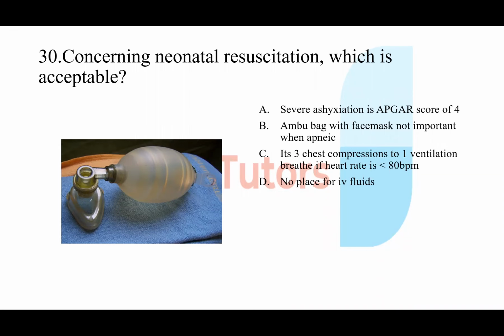Yes, 3 chest compressions to 1 ventilation, and it's got a rhythm. Do 1, 2, 3 breathe. 1, 2, 3 breathe. So that within 2 seconds you are completing 4 events in a cycle. That's 3 chest compressions and 1 ventilation. But usually you do the chest compression when the heart rate falls below the depicted value.